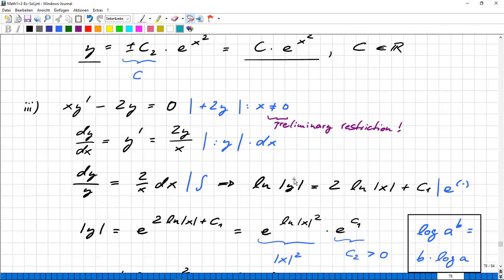Here, the primitive is ln, again, vertical bars of y. And on the right side, I can just leave this factor alone. It's 2 times ln of, now also here, absolute value of x. And then finally, I have my integration constant. Now, taking away the logarithm, I get my y with vertical bars still on one side. On the other side, I get e to the power of 2 times ln, still absolute value of x, plus c1.